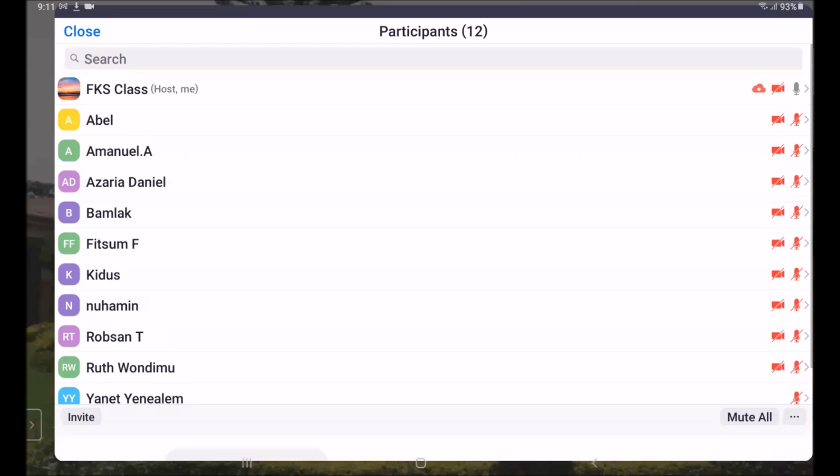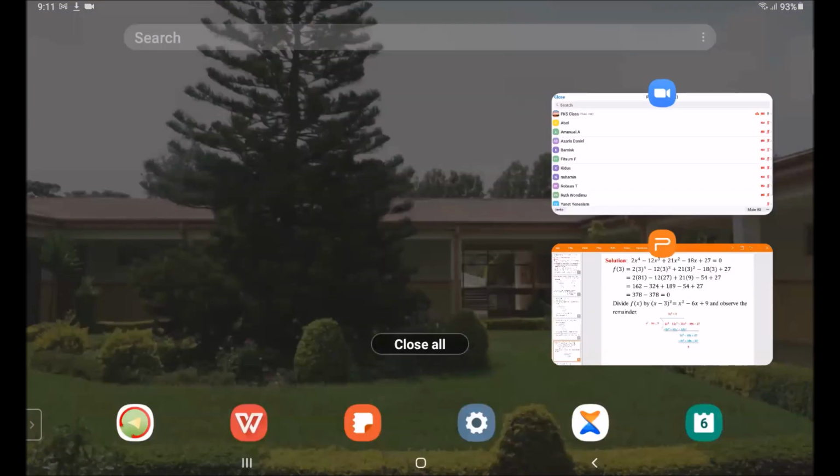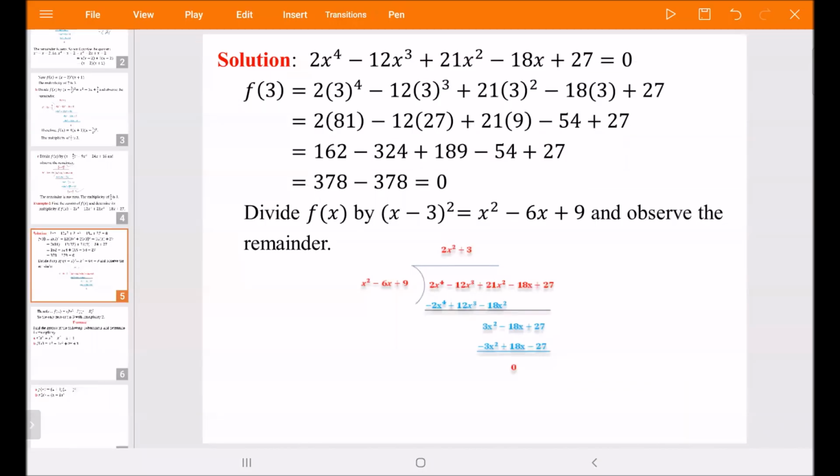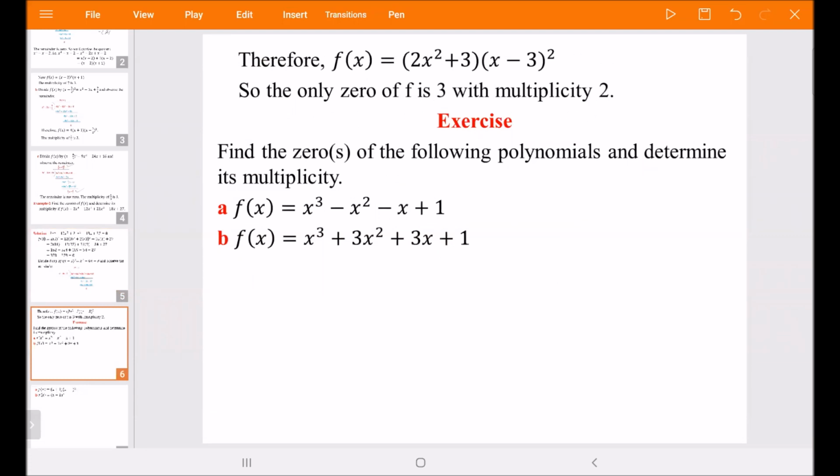So f of x is equal to 2x squared plus 3 times x minus 3 the whole square. So the only zero of f is 3 with multiplicity 2. If 2x squared plus 3 was factorizable, then we may have another zero with multiplicity 2 or 1, because this is a degree 2 polynomial.